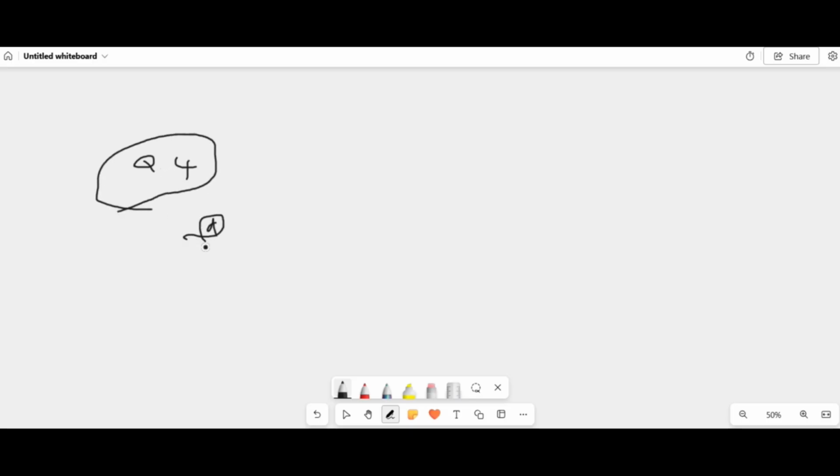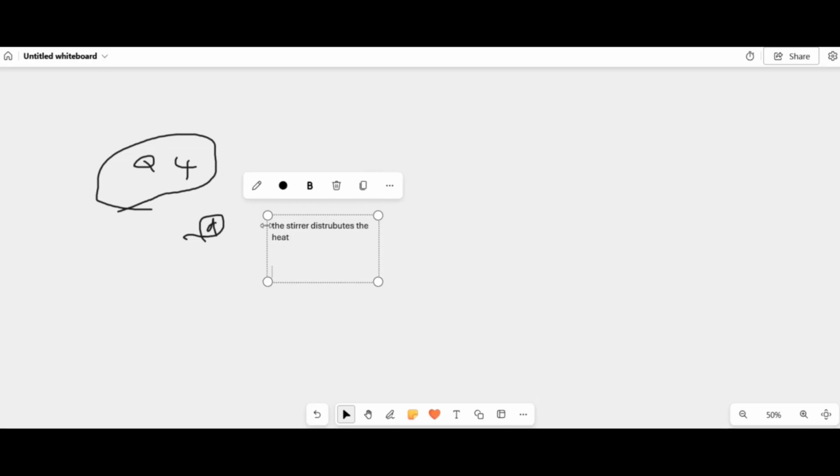Question 4A. Explain how two features of the calorimeter shown in the diagram would enable a valid measurement of the total heat released. So first of all, the stirrer distributes the heat. When it distributes the heat, what's that doing? It moves it so that it's not concentrated in one area. If it was concentrated in one area and you put the thermometer in that one area, it's going to be overly high. So that's why the stirrer needs to distribute the heat, so that it's even throughout the experiment.